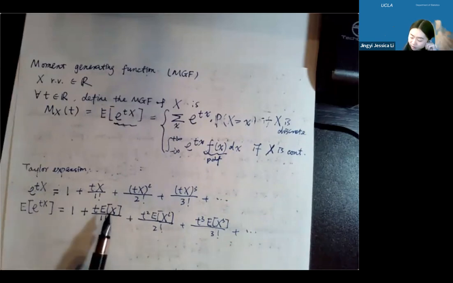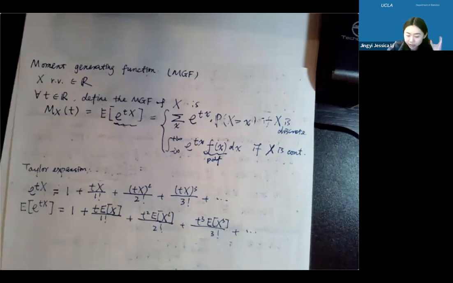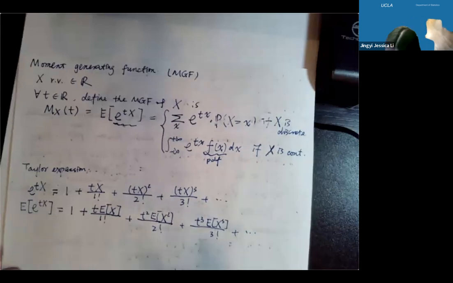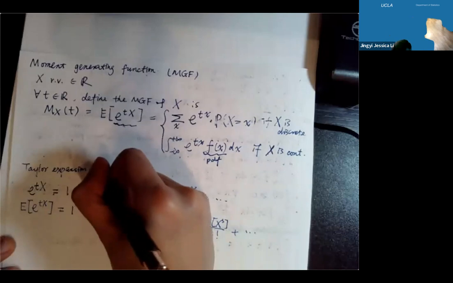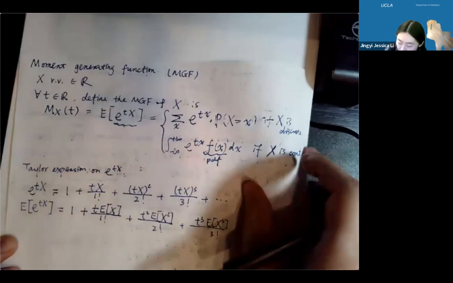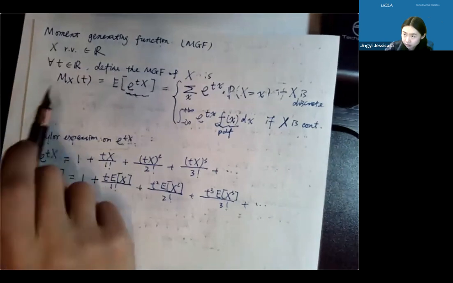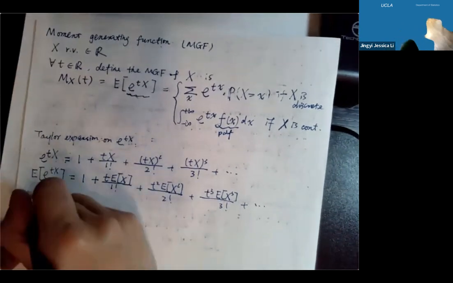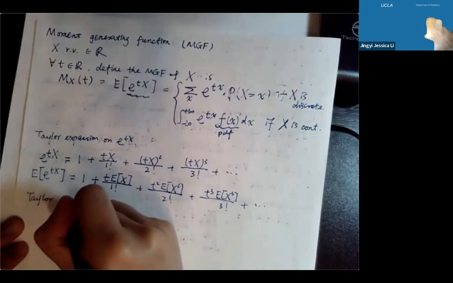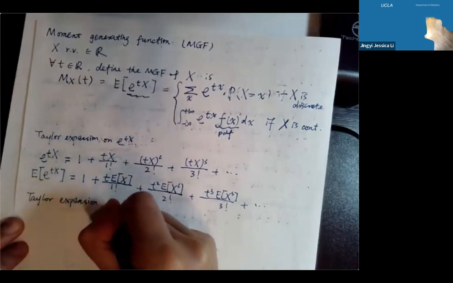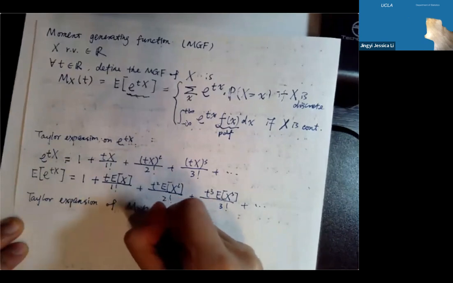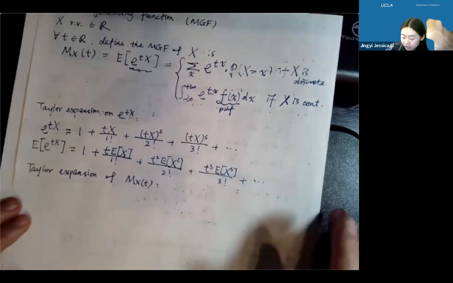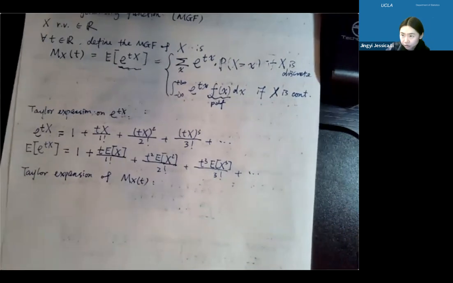Okay, so the first moment is here, second moment is here, third moment is here. This is by doing Taylor expansion on the exponential function. And what if I do Taylor expansion on the MGF directly? I'm going to use the definition of Taylor expansion on M_X(t). Okay, if I do this, please make sure here the argument is t only.